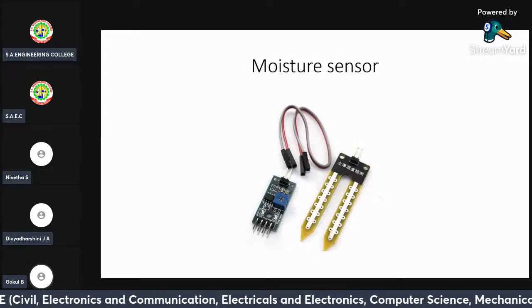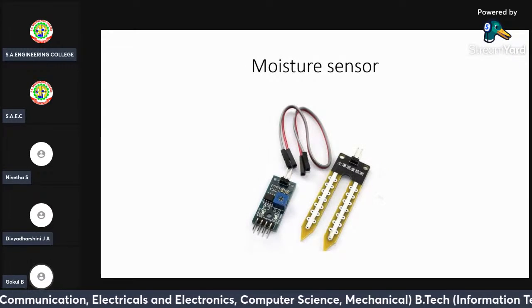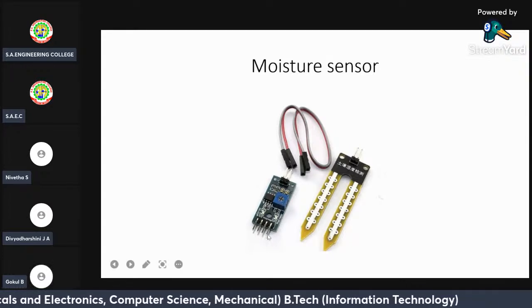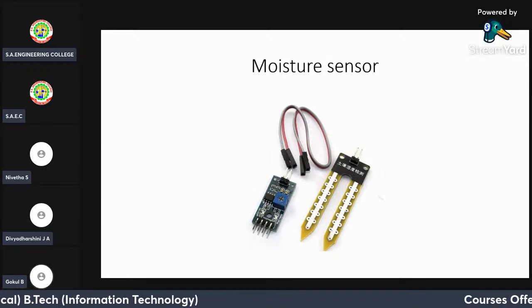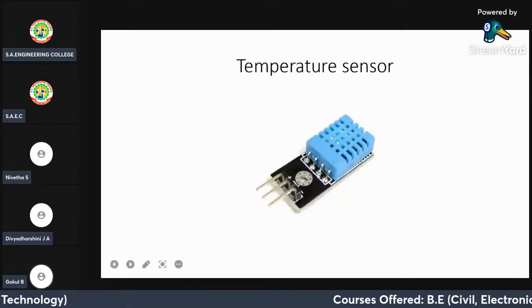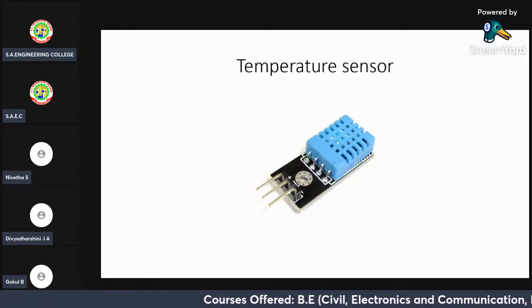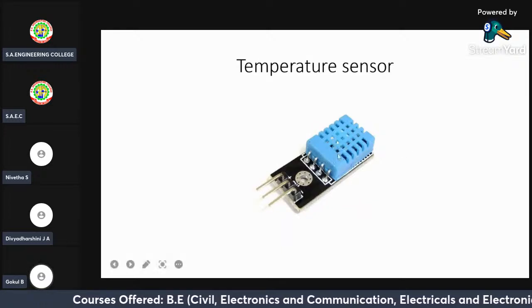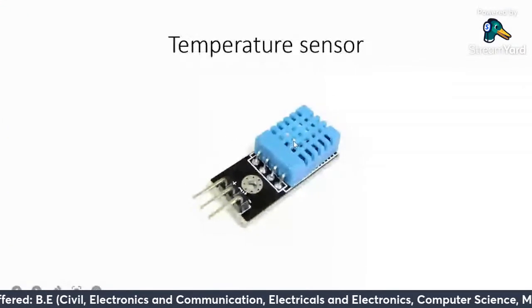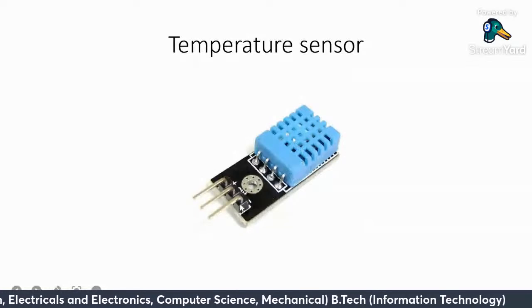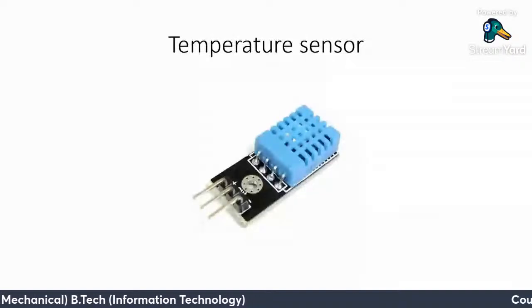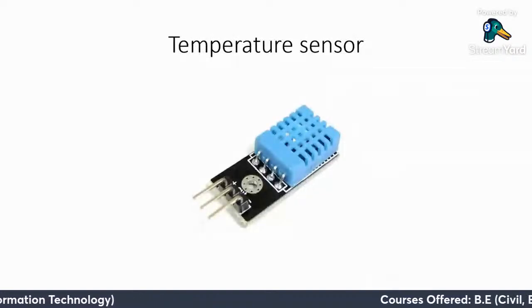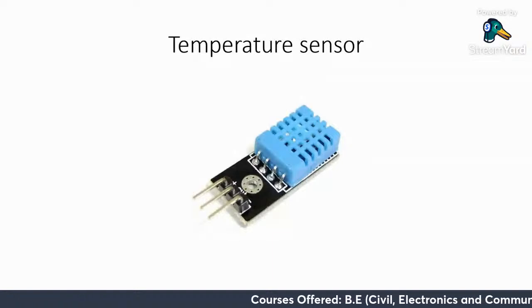Next, this one is the moisture sensor. It will detect the moisture level of the soil. Here we can see 4 pins: VCC, ground, an analog pin and a digital pin. And this one is the temperature sensor. It consists of two metals. When the temperature varies, the associated resistance varies, so it produces voltage accordingly, and according to the voltage level we can detect the temperature, like 30 degrees, 35 degrees, like that.